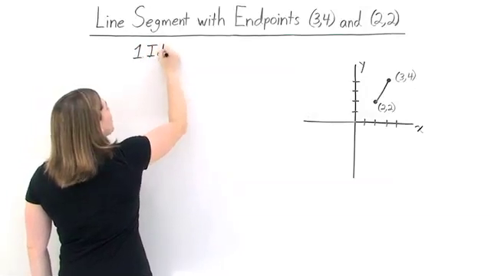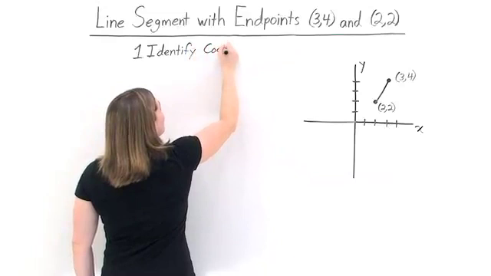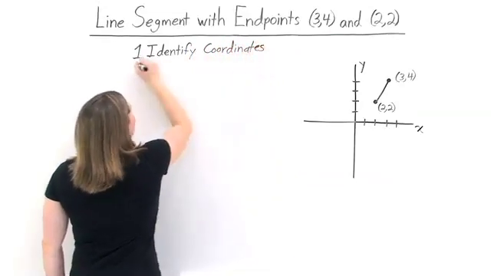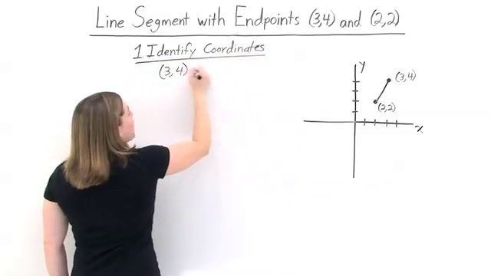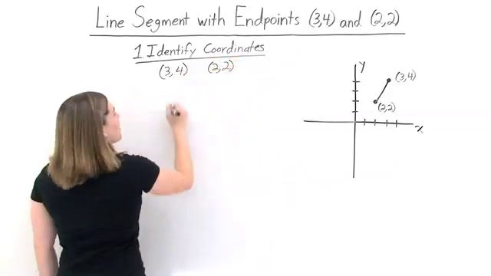But before we can use the distance formula, we need to identify the coordinates of our endpoints. So let's do that first. We have our two endpoints, (3, 4) and (2, 2). Now let's identify the coordinates.